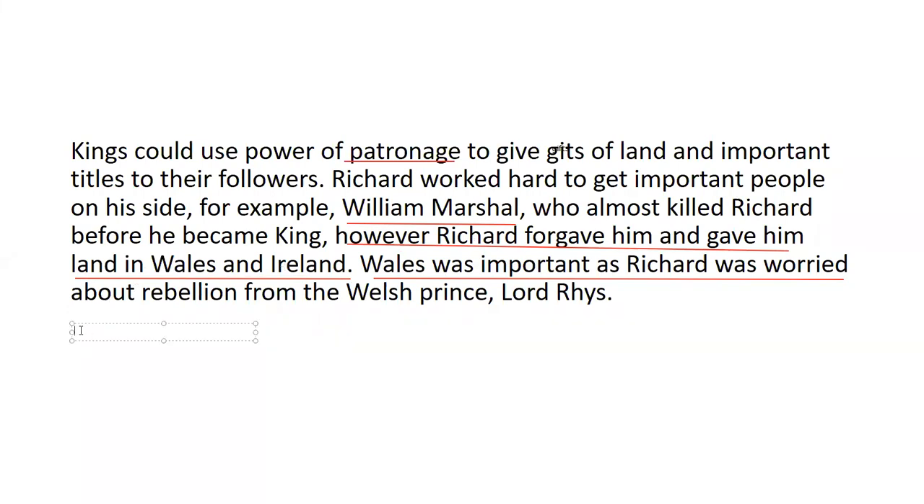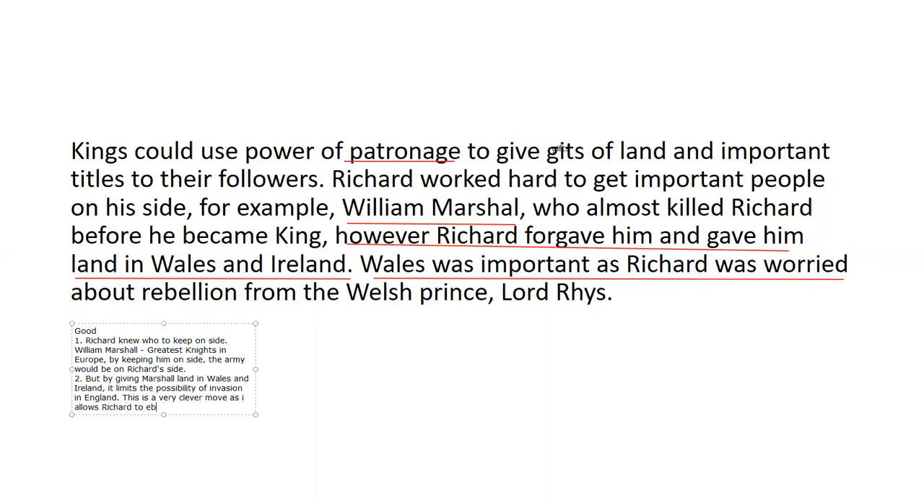Right, again, is this good or bad? It's good. Why? So firstly, number one, Richard knew who to keep on side. One being William Marshall. Now, William Marshall was one of the greatest knights in Europe. And by keeping him on side, the army would be on Richard's side. Not just this, but by giving Marshall land in Wales and Ireland, it limits the possibility of invasion in England. This is a very clever move, as it allows Richard to be away, knowing that he has someone who is feared across Europe.